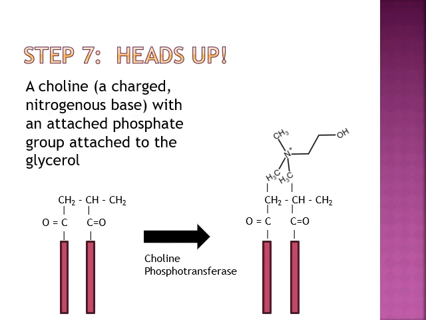Step four, attach a glycerol phosphate group. Glycerol phosphate. Next, insert into the smooth ER, into the membrane. Okay, then remove the phosphate. And then add a choline head.